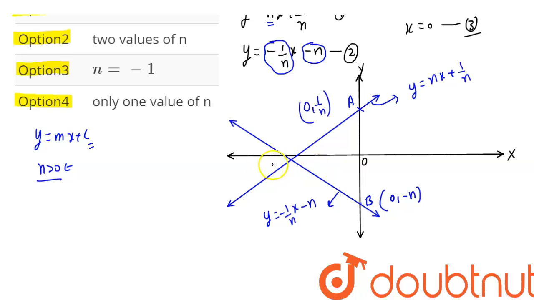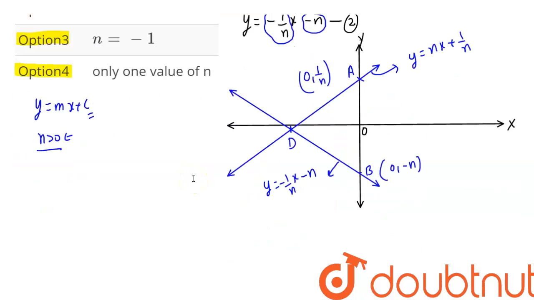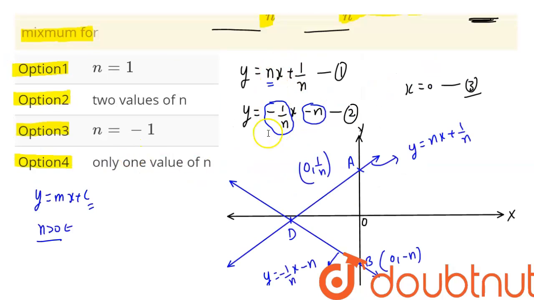So let us say that here we have the point D. Now we are going to find the coordinates of this point D. Here we have the two equations. If we solve both of these equations, then for solving that we are going to subtract them.